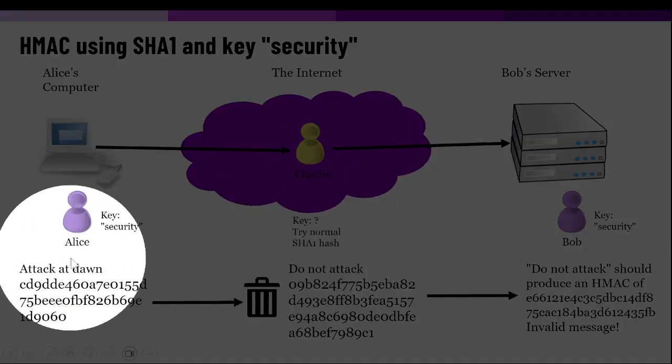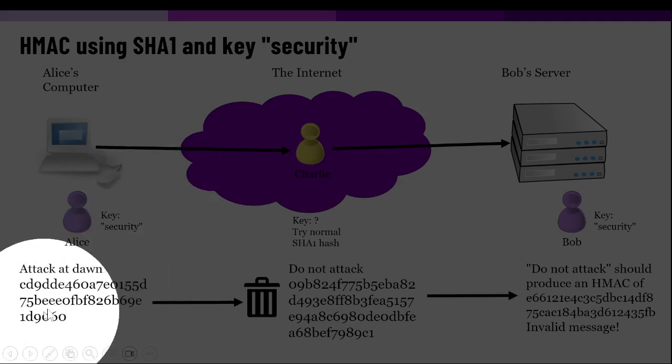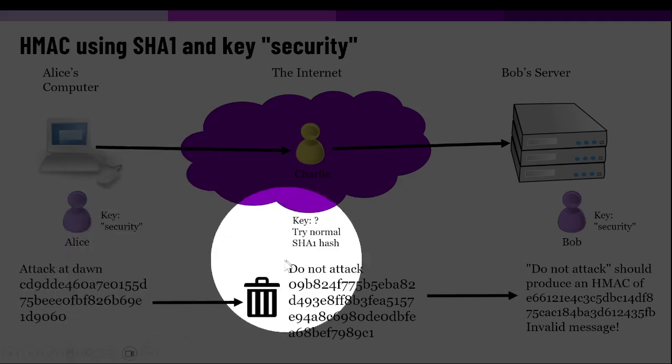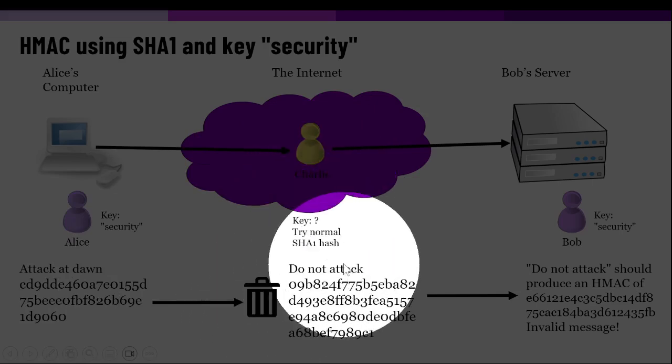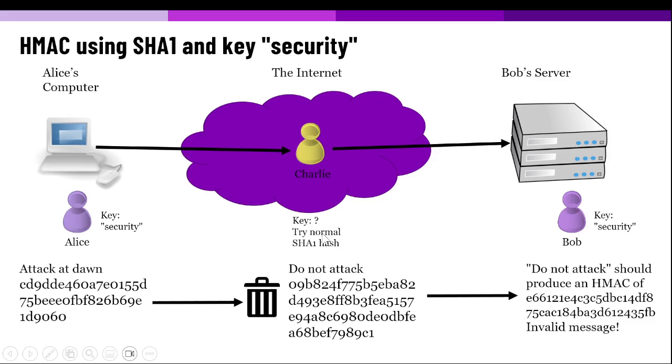Alice sends an HMAC "attack at dawn" with the security key, which produces this hash. Charlie throws it away but doesn't have the key. He just assumes, well, this must be just a normal SHA-1. Charlie has never needed to know what's in the message because Charlie's just throwing it away.